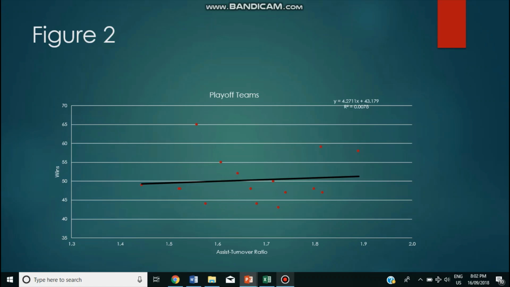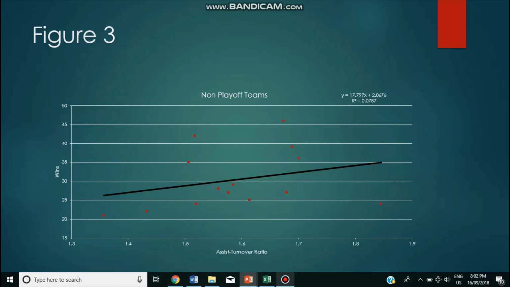This can be put down to several teams being outliers, such as the Houston Rockets, who have a high win season but a low assist-to-turnover ratio because they generally play isolated offense, meaning they aim to run the scoring through one player. Figure 3, on the other hand, the teams who didn't make the playoffs, has a higher determination value than that of Figure 2. This can be put down to the fact that the lower-ranking teams are not going for the riskier passes to make the score.